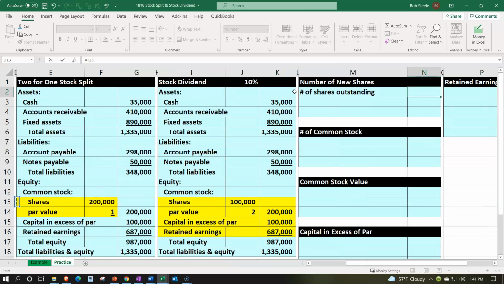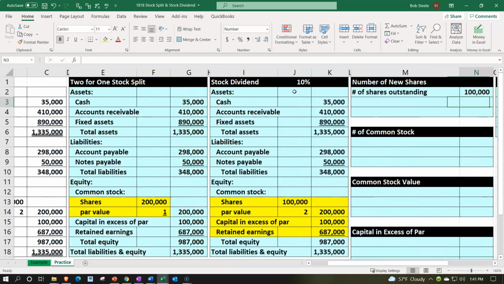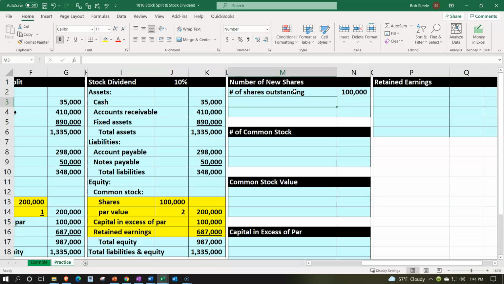So I'm going to pull the number over here. Our starting point is the 100,000. That's where we started. And then we have the dividends. The dividend percent is going to be the 10% that we're going to be issuing out. It's the stock dividend. So let's percentize that, and let's underline it, font group and underline. And this is going to be the number of new shares.